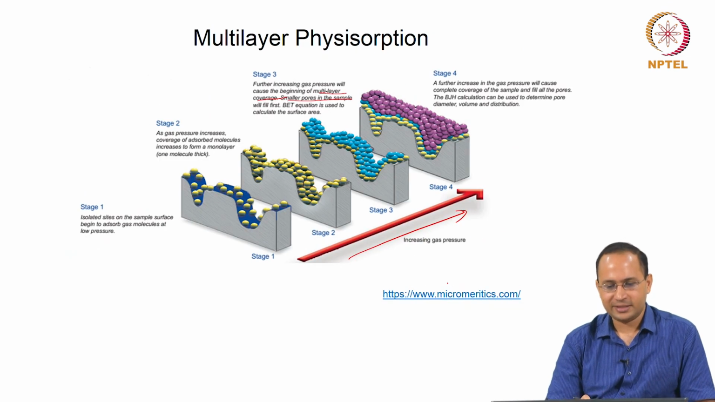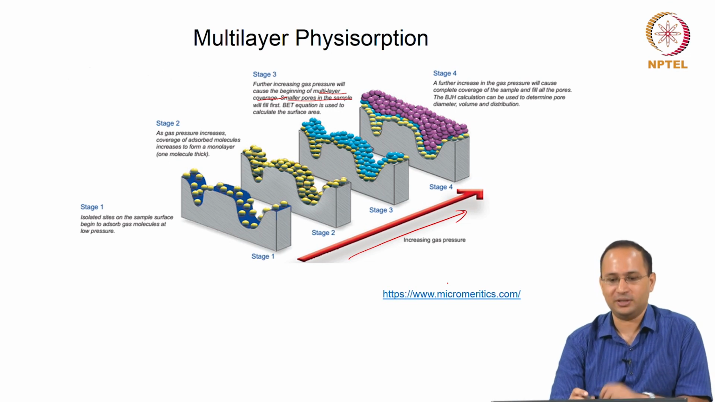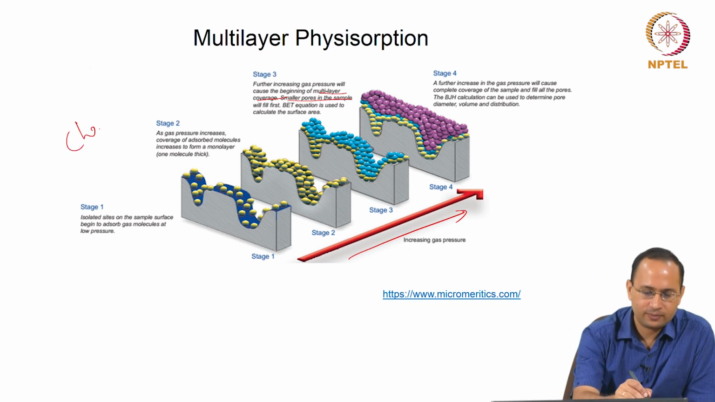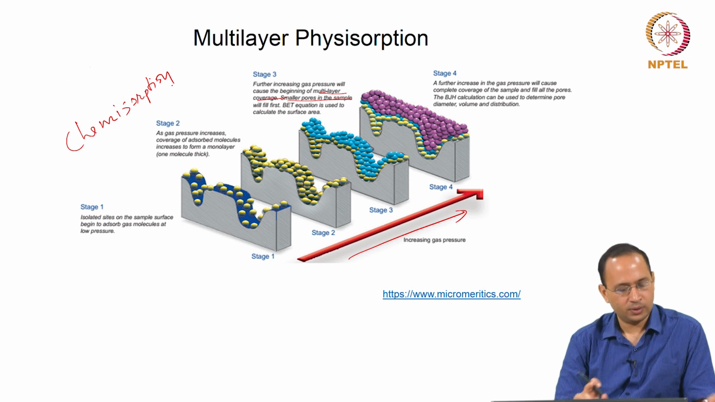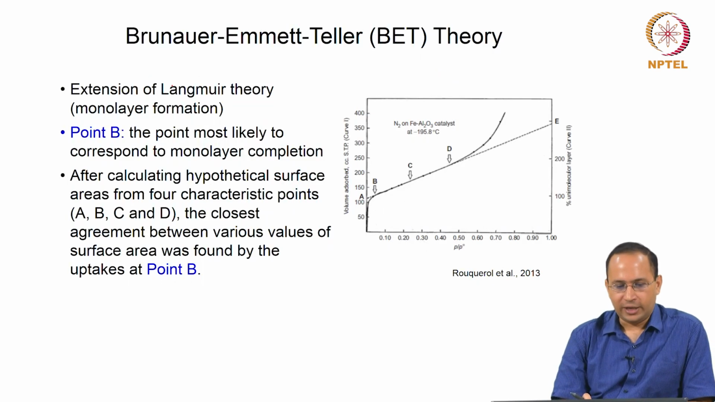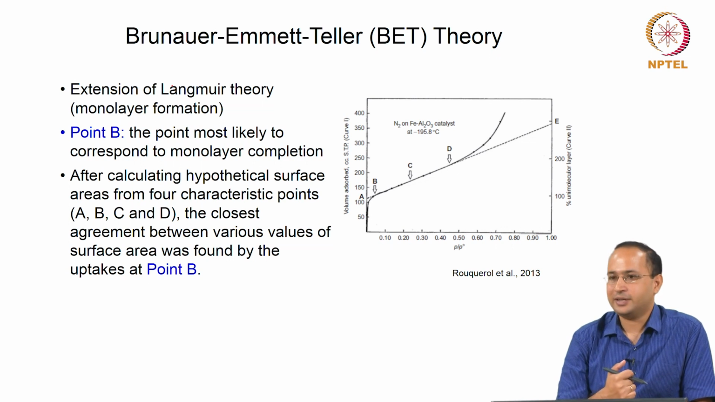Here I discuss multilayer physisorption. We are using the term physisorption, not chemisorption. Chemisorption involves strong chemical bonds. Physisorption involves weak physical bonds, van der Waals bonds. So how do we calculate surface area? That is what we are interested in.